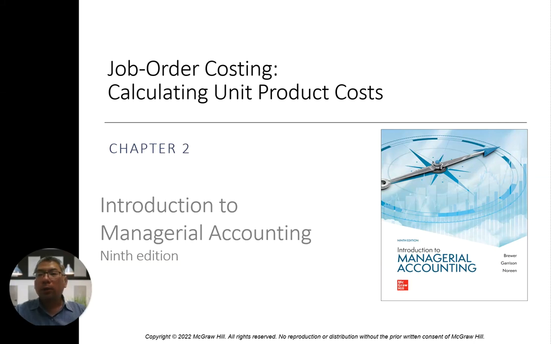Hello class, today we're going to discuss chapter 2, which is job order costing, calculating unit production costs, using the book called Introduction to Managerial Accounting. It is the 9th edition by McGraw-Hill.